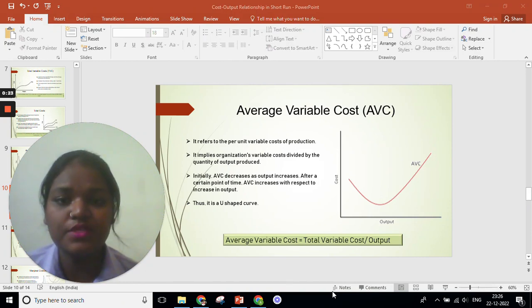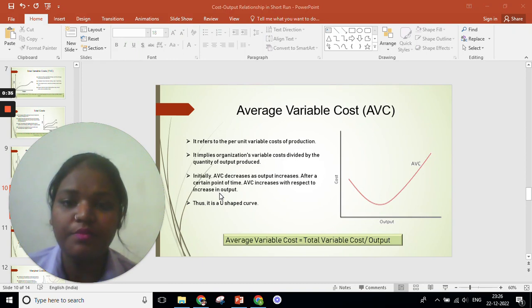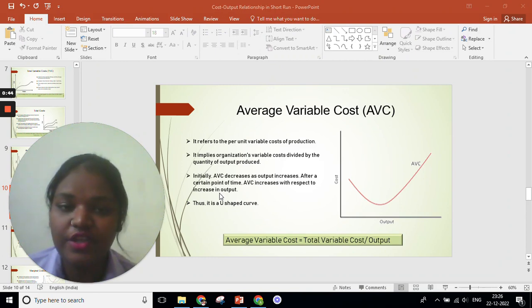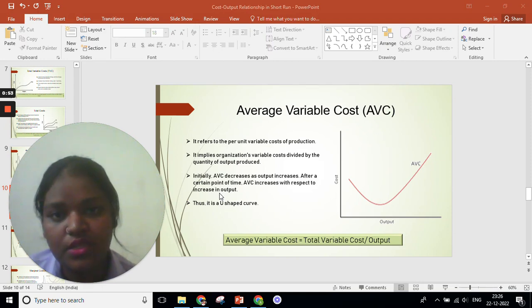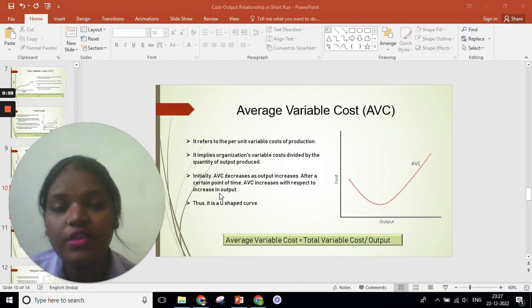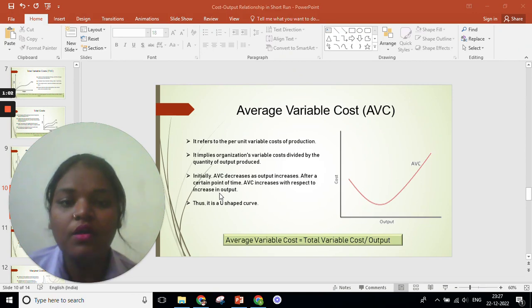From this diagram, it will be seen that the AVC curve declines in the beginning up to a point and then starts rising sharply after this point. This is because in the beginning the output is below the normal capacity of the firm. As the output increases and reaches the normal capacity, the average variable cost declines till the point where it is the lowest. But when the output increases beyond the normal capacity, the average variable cost shows a sharp rise and goes on increasing with every increase in output. The average variable cost curve is generally U-shaped.